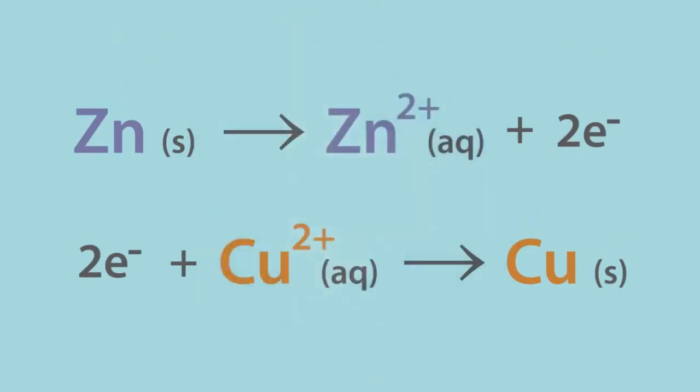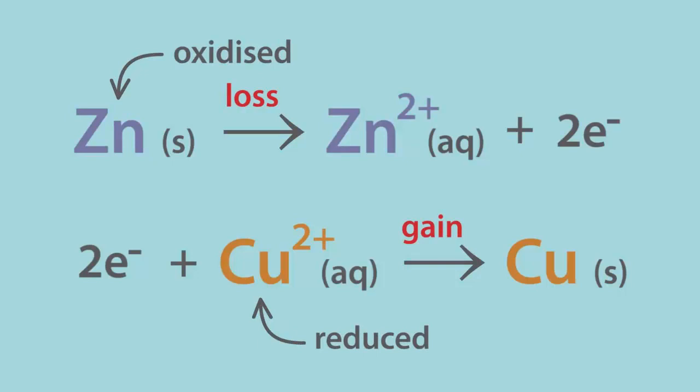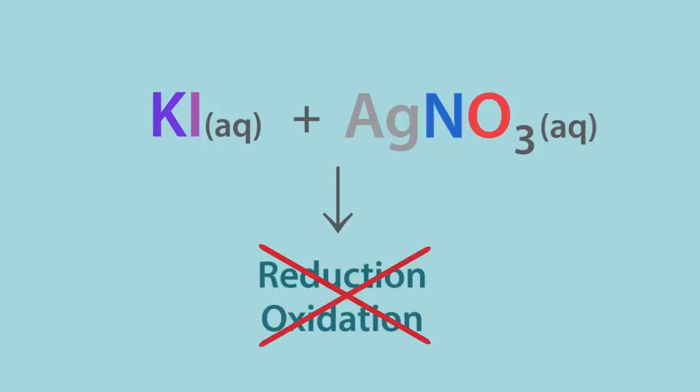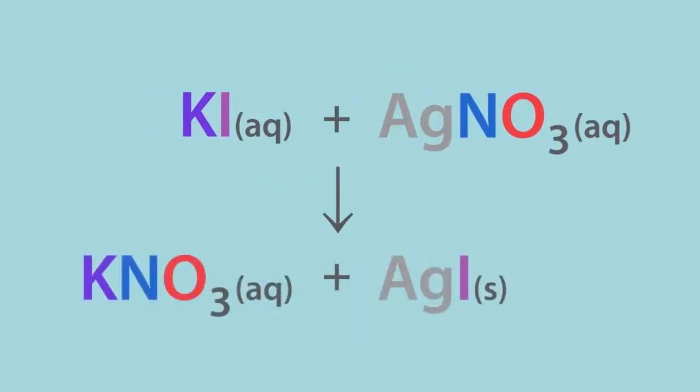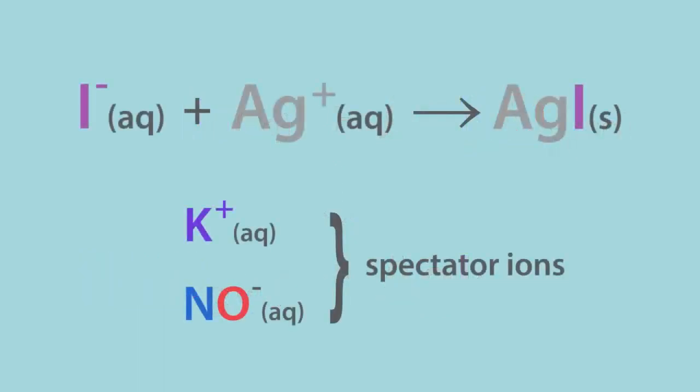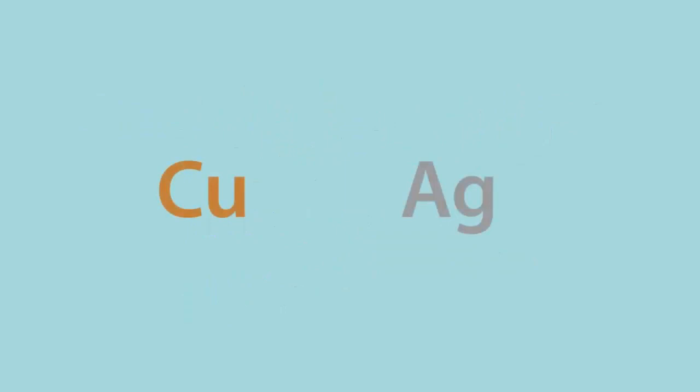Zinc loses 2 electrons and copper gains 2 electrons, so the copper ions are reduced and zinc metal is oxidized. Did you work that out? Some ionic reactions do not involve reduction or oxidation, but involve swapping spectator ions, like this. In this reaction, the potassium and nitrate ions are spectator ions. When the metals carry different charges, they may need balancing.